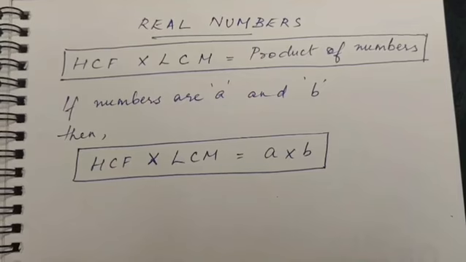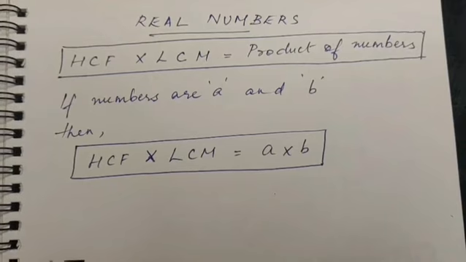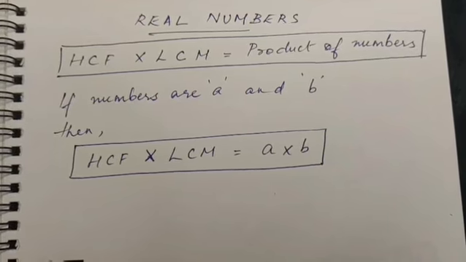And if the numbers are A and B, then HCF into LCM can be written as HCF into LCM is equal to A into B.